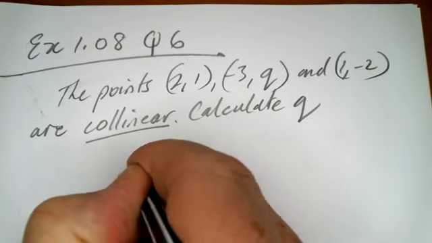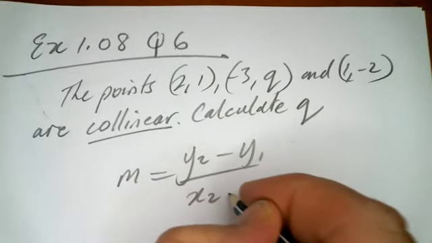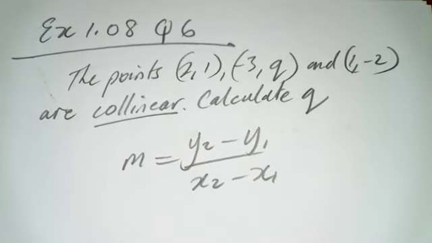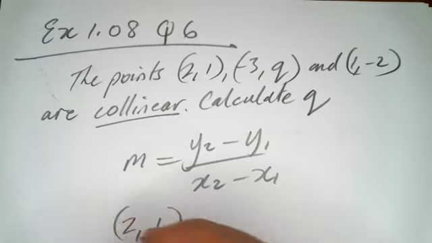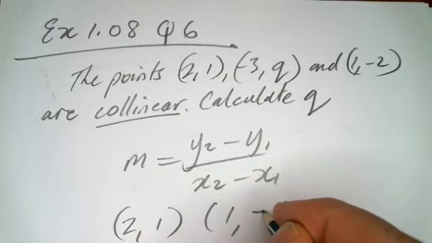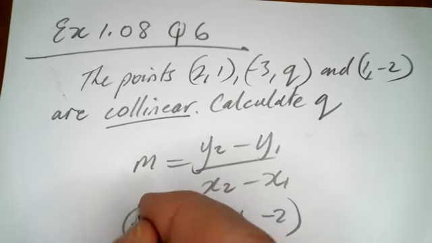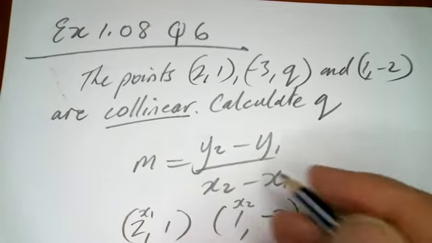So m is equal to y2 minus y1 over x2 minus x1. So my first job, find the gradient. I've got my points here, which is (2, 1), and I'm going to designate these as having x or y values. I'm going to call this one here x1 and this here x2. So that's the first thing I'm going to do.